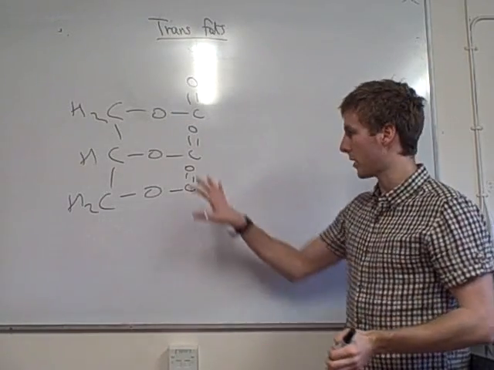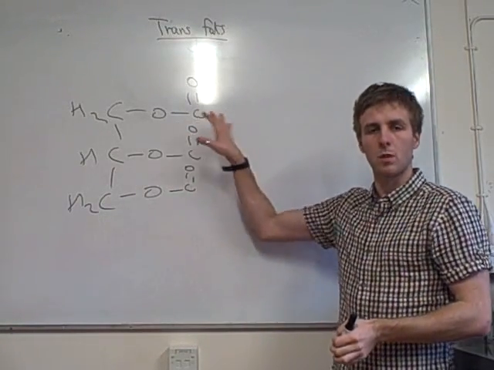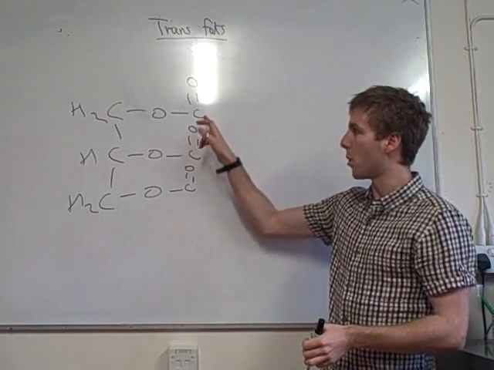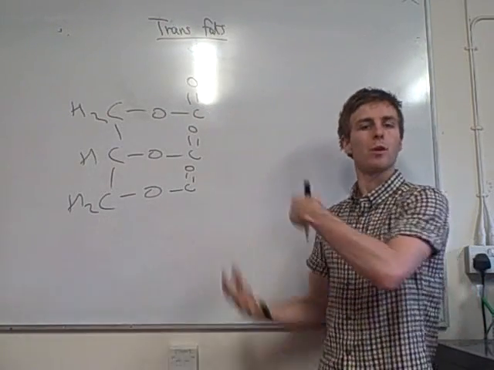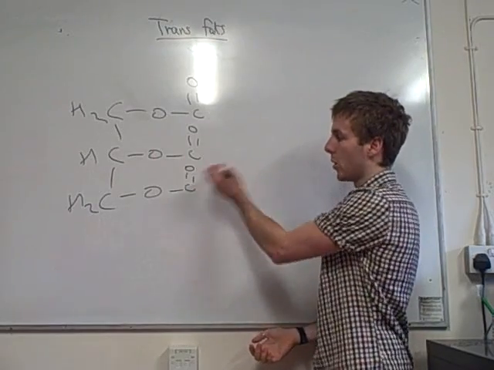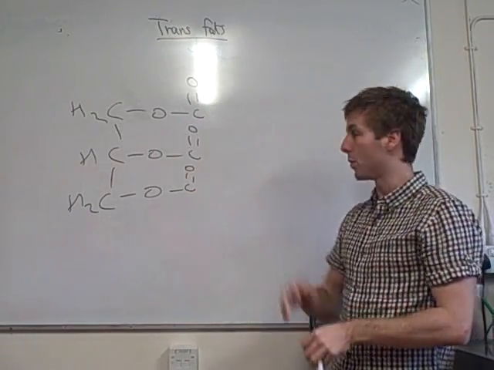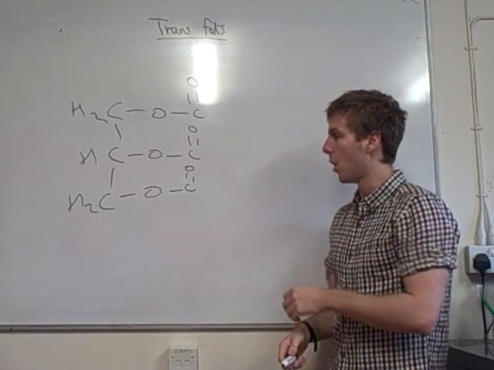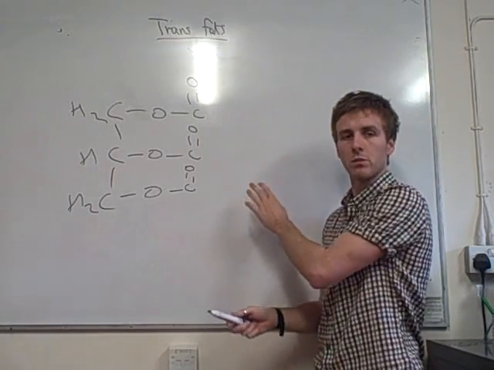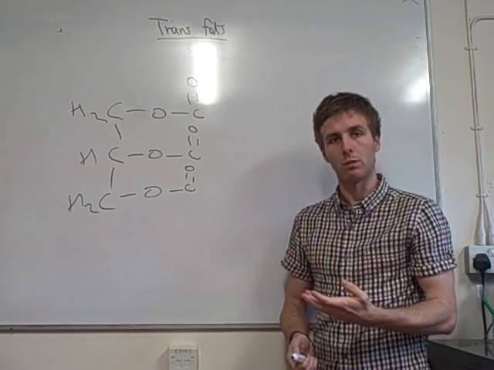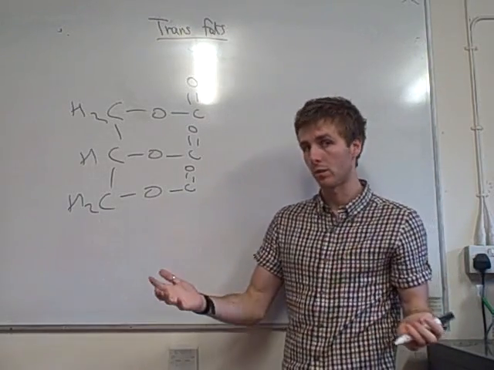3 of these. Just so I don't mess up all my space on my board and it doesn't look too confusing, I'm only going to draw 1 carbon tail, but in reality all 3 of these would have carbon tails. And the carbon tails can be exactly the same, in which case we call it a simple fat, or they can be different to each other, in which case it's called a natural fat, or a natural triglyceride.